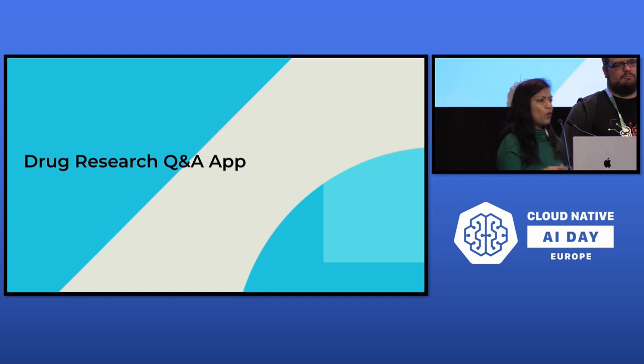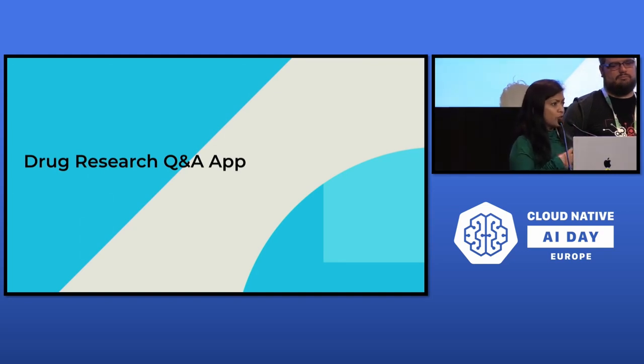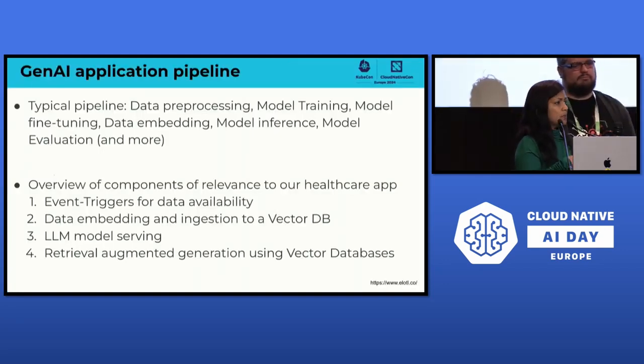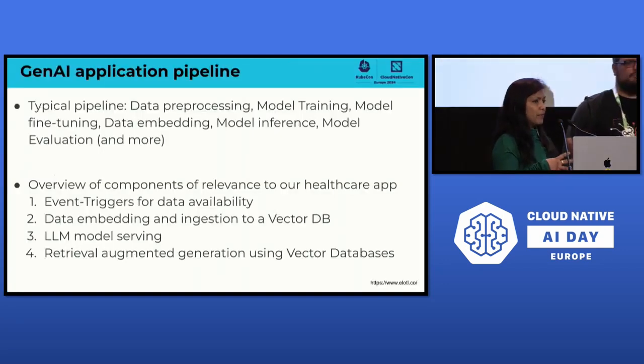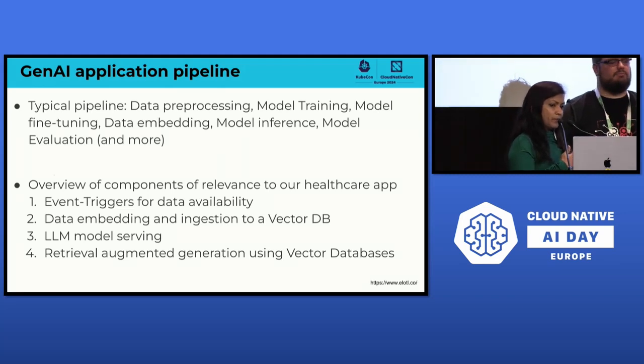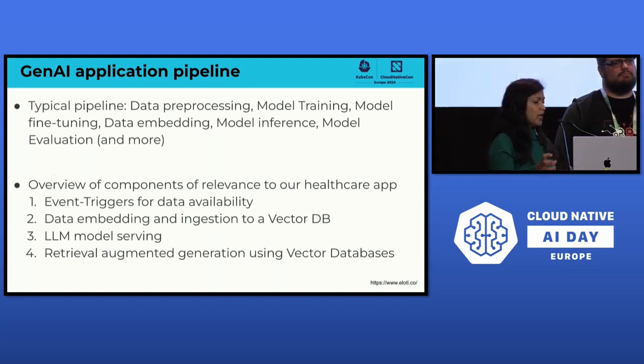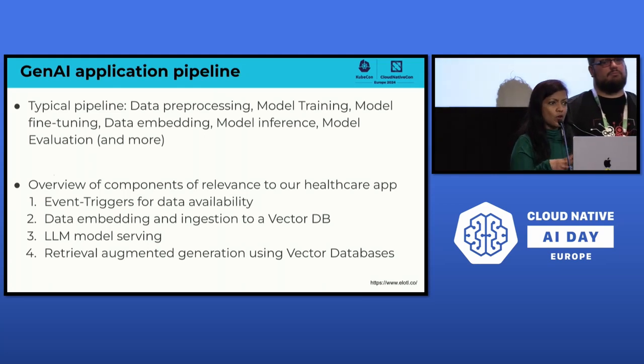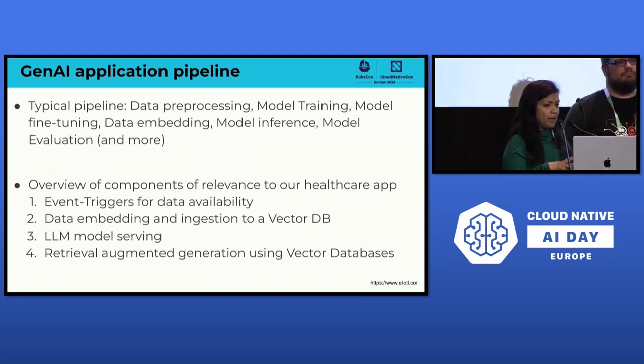Okay. So now we go on to a particular Doug Research Q&A app that we developed based on some of our engagements in the field. A typical AI pipeline will have a number of different components, starting from data pre-processing, model training, model fine-tuning, data embedding into a vector database, model inferencing, model evaluation, and many more. We're going to use only a few of these components that were most relevant to our healthcare app.